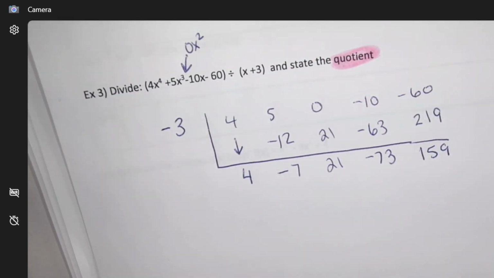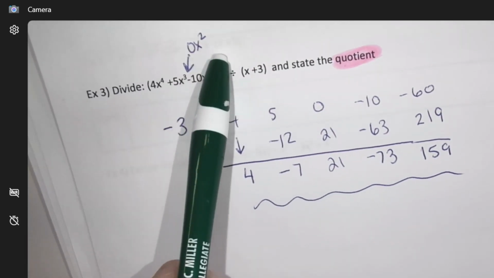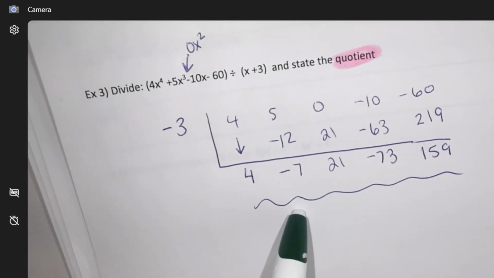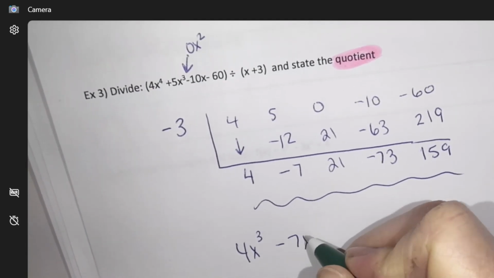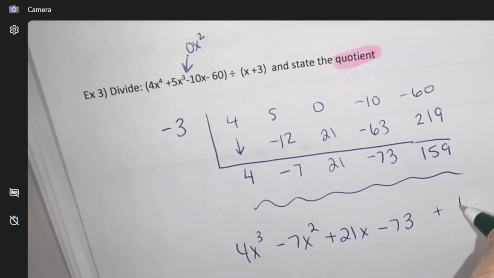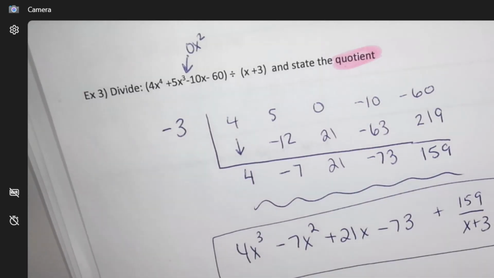Okay, this time my question said, tell me the quotient. So the quotient is what you got after you divided. So I need to write this. So this was a fourth degree divided by an x, so then this would be a cubic. So 4x cubed minus 7x squared, and then the remainder, you have to write it as a fraction.